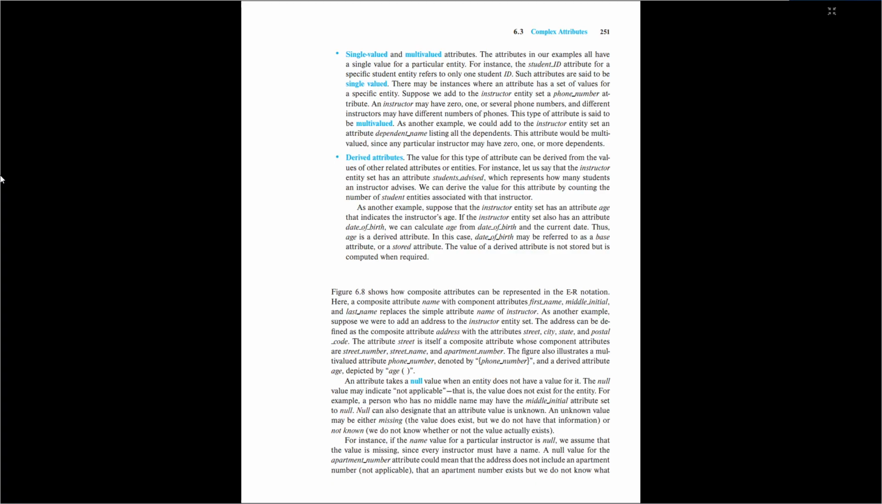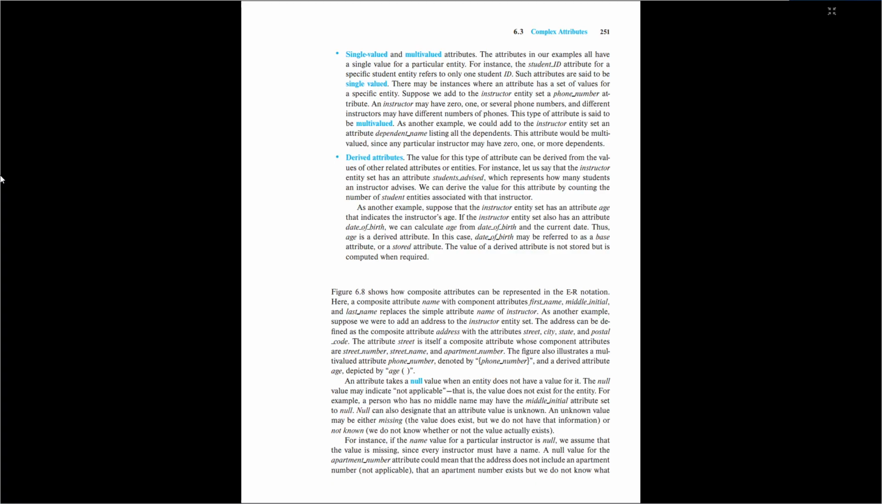suppose that the instructor entity set has an attribute age that indicates the instructor's age. If the instructor entity set also has an attribute date of birth, we can calculate age from date of birth and the current date. Thus, age is a derived attribute. In this case, date of birth may be referred to as a base attribute, or a stored attribute. The value of a derived attribute is not stored but is computed when required.